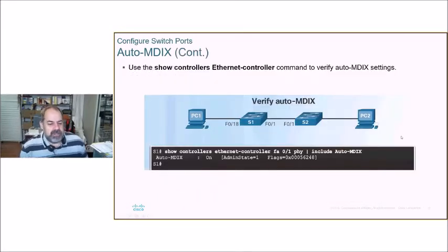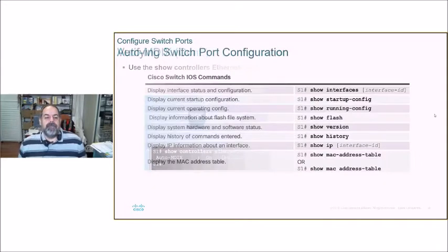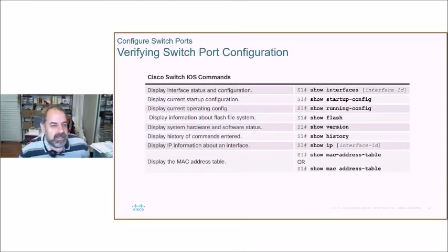How do you verify it? You can do show controllers Ethernet controller, and you probably don't have to do this include, but this will only include the auto MDIX, and it's on, as you can see there. Okay, how do we verify switch port configuration? Show interfaces will give you a page per interface with a whole pile of stats and other such things. You can do show startup-config and show running-config to see what configuration has happened to those ports.